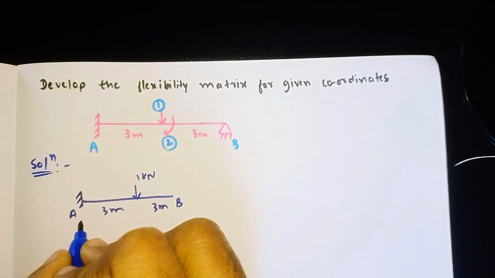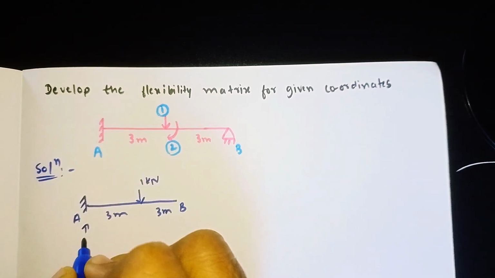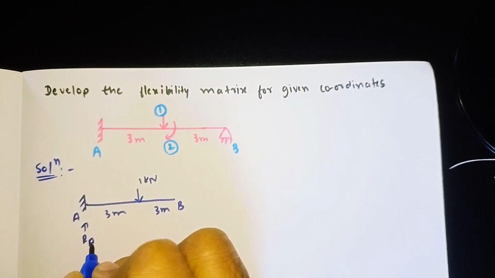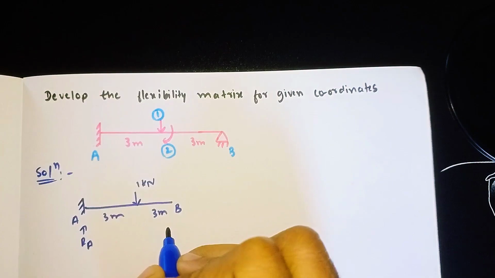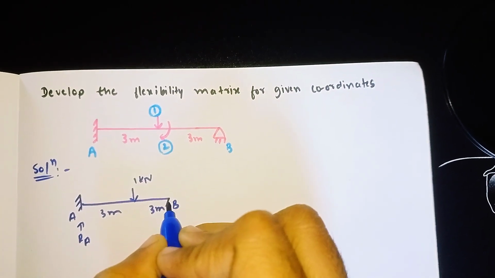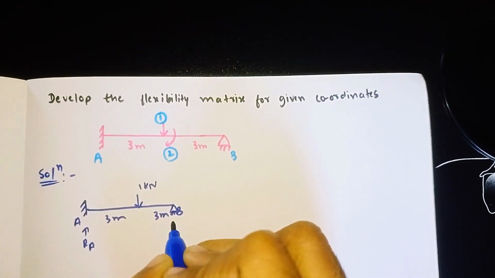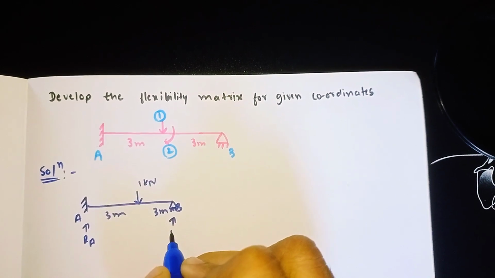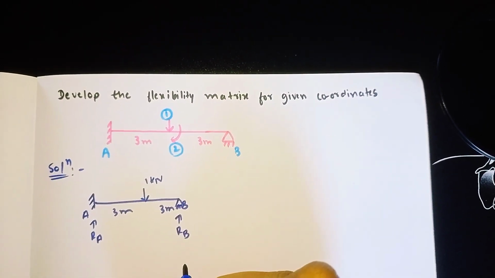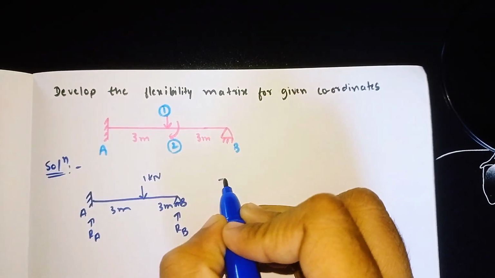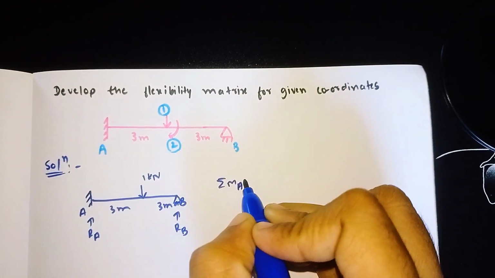So by removing all the loads, we only apply coordinate 1, and here coordinate 1 is nothing but our vertical load of 1 kilonewton which is acting on the center of the beam, and here reaction RA takes place, and here one more support is there, and here reaction RB takes place. So now we need to find the reactions RA and RB for this diagram.